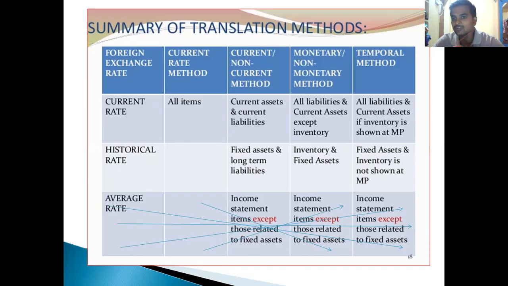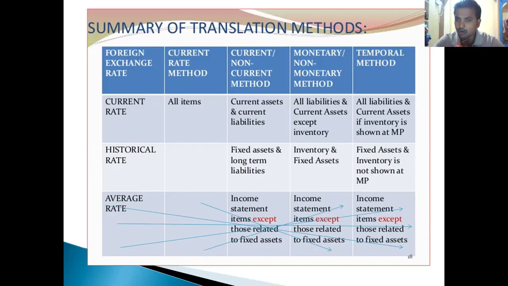Next is the temporal method, the fourth method. This is also similar to the monetary and non-monetary method. So here, all the liabilities, whether short-term or long-term, plus all the current assets, if inventory is shown at a market price, MP meaning market price, need to be converted at a current rate. Suppose they have not mentioned market price, then we can consider it as a historical rate.